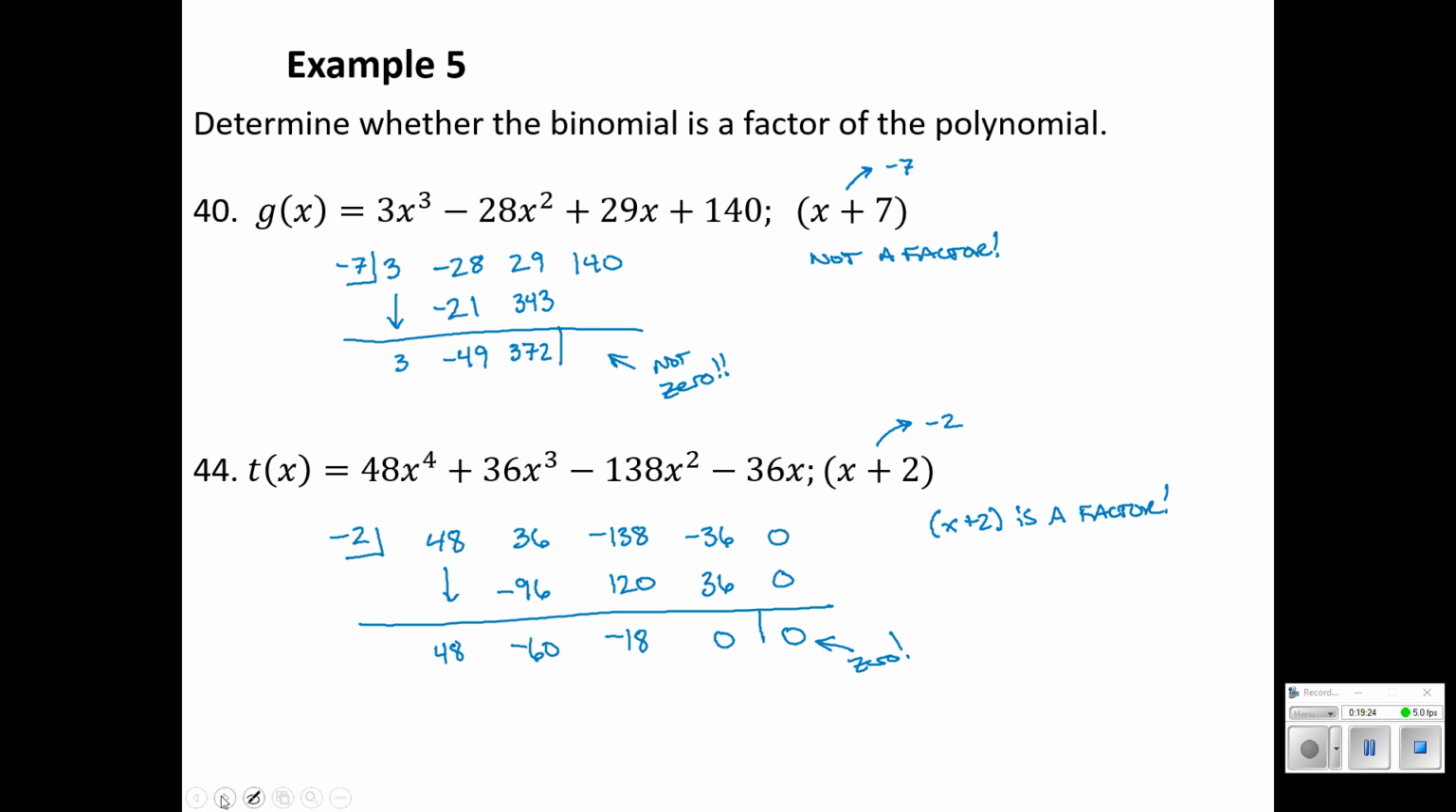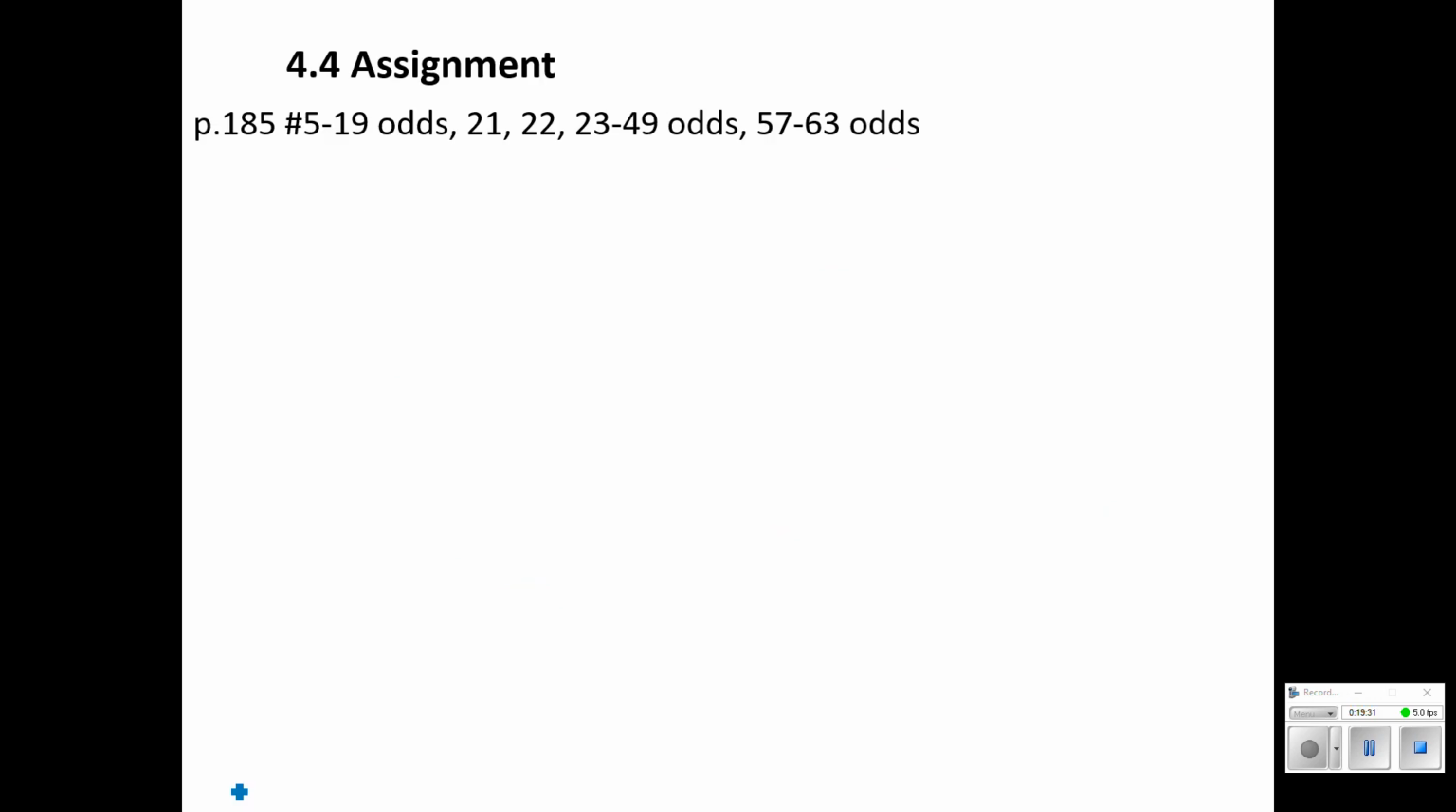Always cool when we can tie multiple concepts together to solve a problem like this. And that does it. Really quick lesson today. This is the assignment for section 4.4.